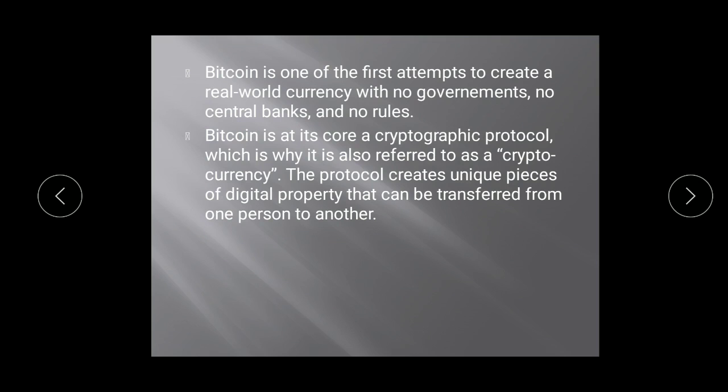So Bitcoin is at its core a cryptographic truth. What is cryptography? Converting data into an unhuman readable format, and then when the receiver receives it, they get a passcode or a password so that the receiver gets the actual, crucial data which is sent by the person. So it is a cryptographic protocol, which is why it is also referred to as a cryptocurrency. As it's a cryptographic tool, it will be considered a cryptocurrency.